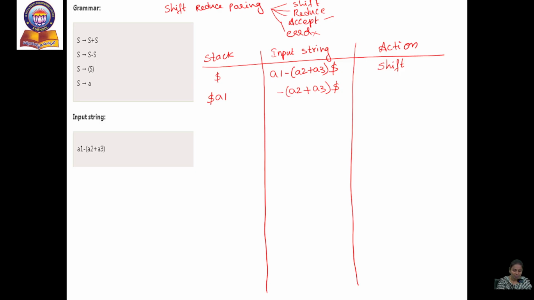So here we have A at 3 places. For easy understanding, numbering has been given. Actually we don't have A1, A2, A3 in the given grammar, only A. Just for understanding purposes, they have given the numbering in the input string. So these A1, A2, A3 can be replaced with A only from the given grammar.